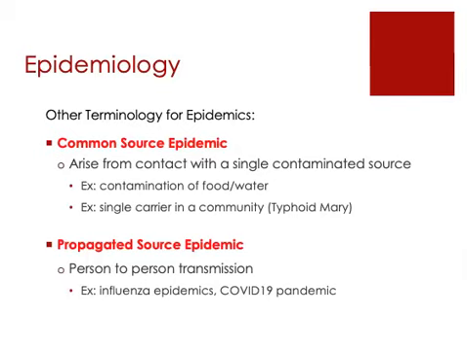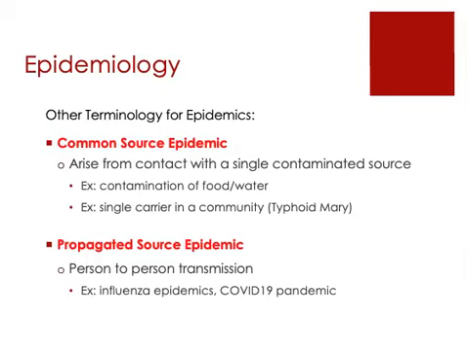Some other terminology that we need to know specifically relating to epidemics is how the epidemic arose. And we use the two terms common source and propagated source to describe these. A common source epidemic is an epidemic that arises when large numbers of people become infected from a single contaminating source. A good example of this type of epidemic would be if a commonly accessed food source or a commonly accessed water source became contaminated with a pathogen. All of the people who then consumed that food or consumed that water could then become infected from that one common source.